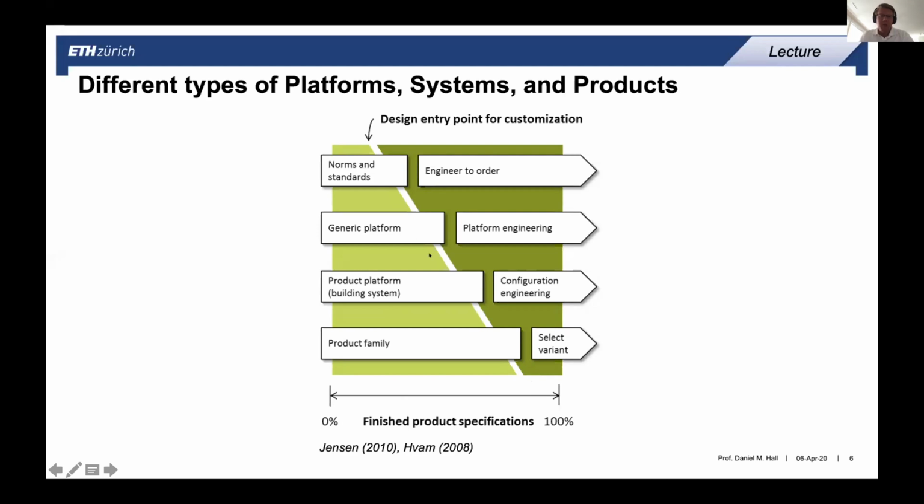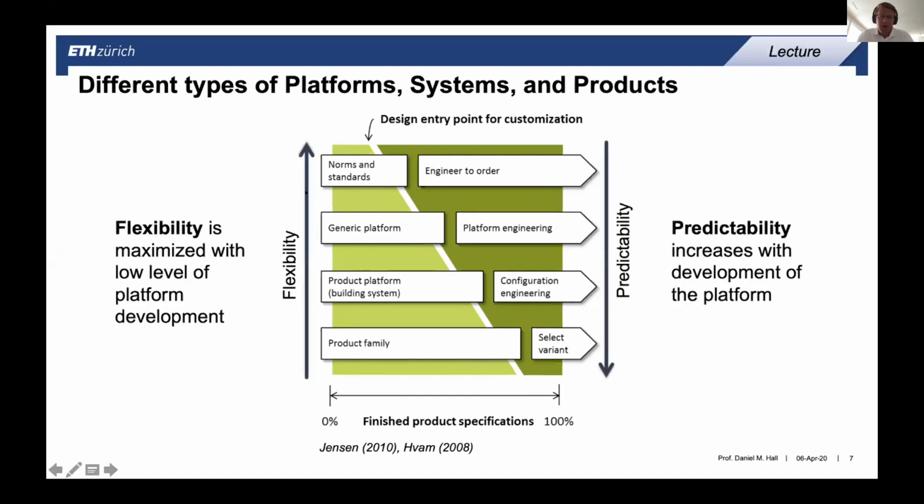And this is a really helpful way of understanding the differences in the way things are structured. So I'll talk about each of the 4 categories in a moment, but another way to think about it is as you go in this direction, as you go higher, you have more flexibility. So this means you have low platform development. You haven't invested in a very specific platform, but you've invested more in the flexibility side of things. So you can basically build anything you want.